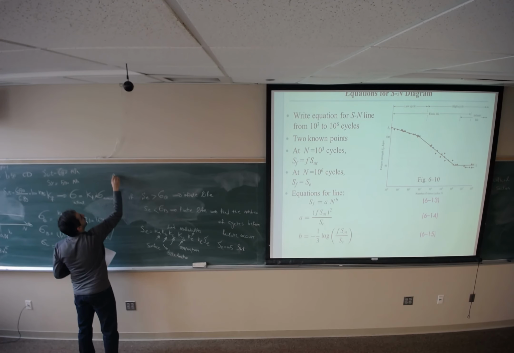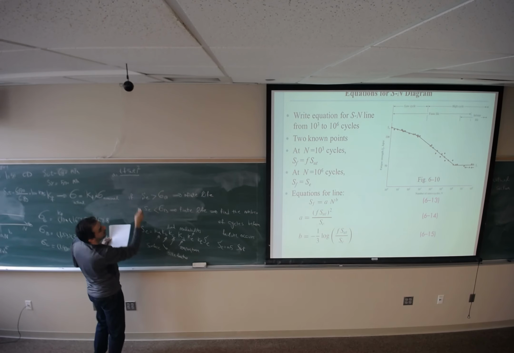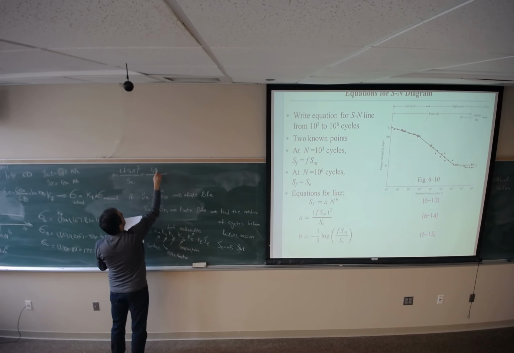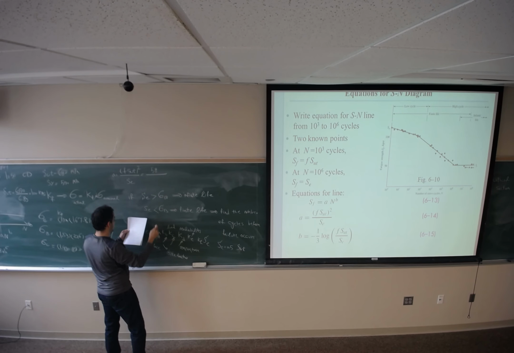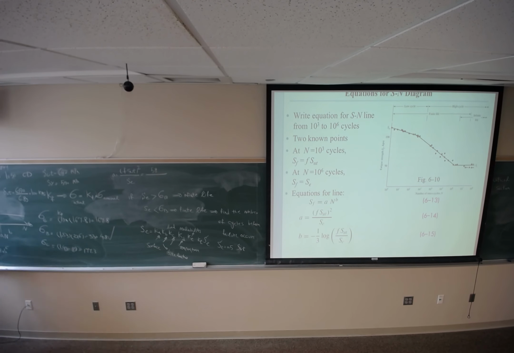A would be S_f squared divided by S_e. So we have up there S_ut is 680, and then S_y is 500. Would you do it again? It is $573.92.